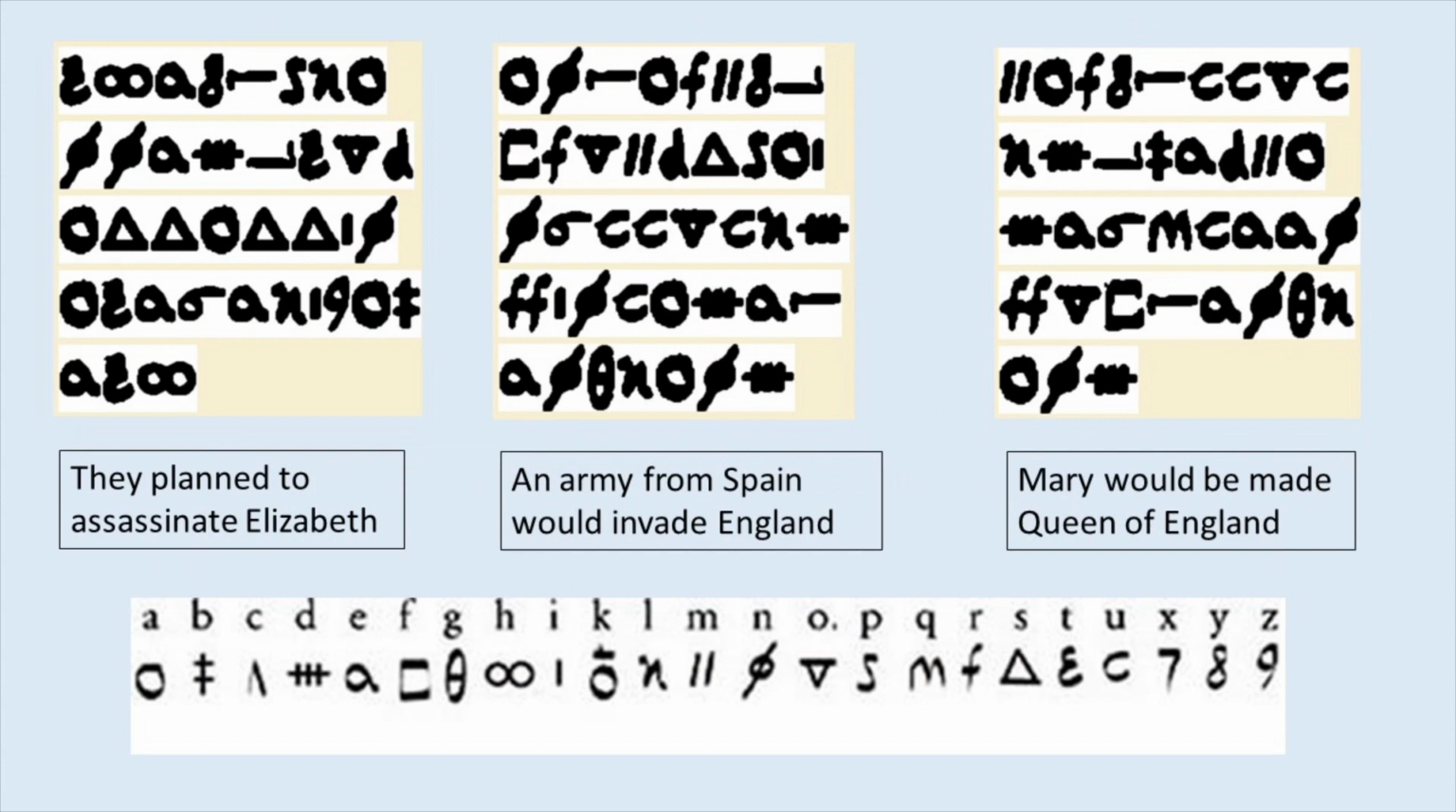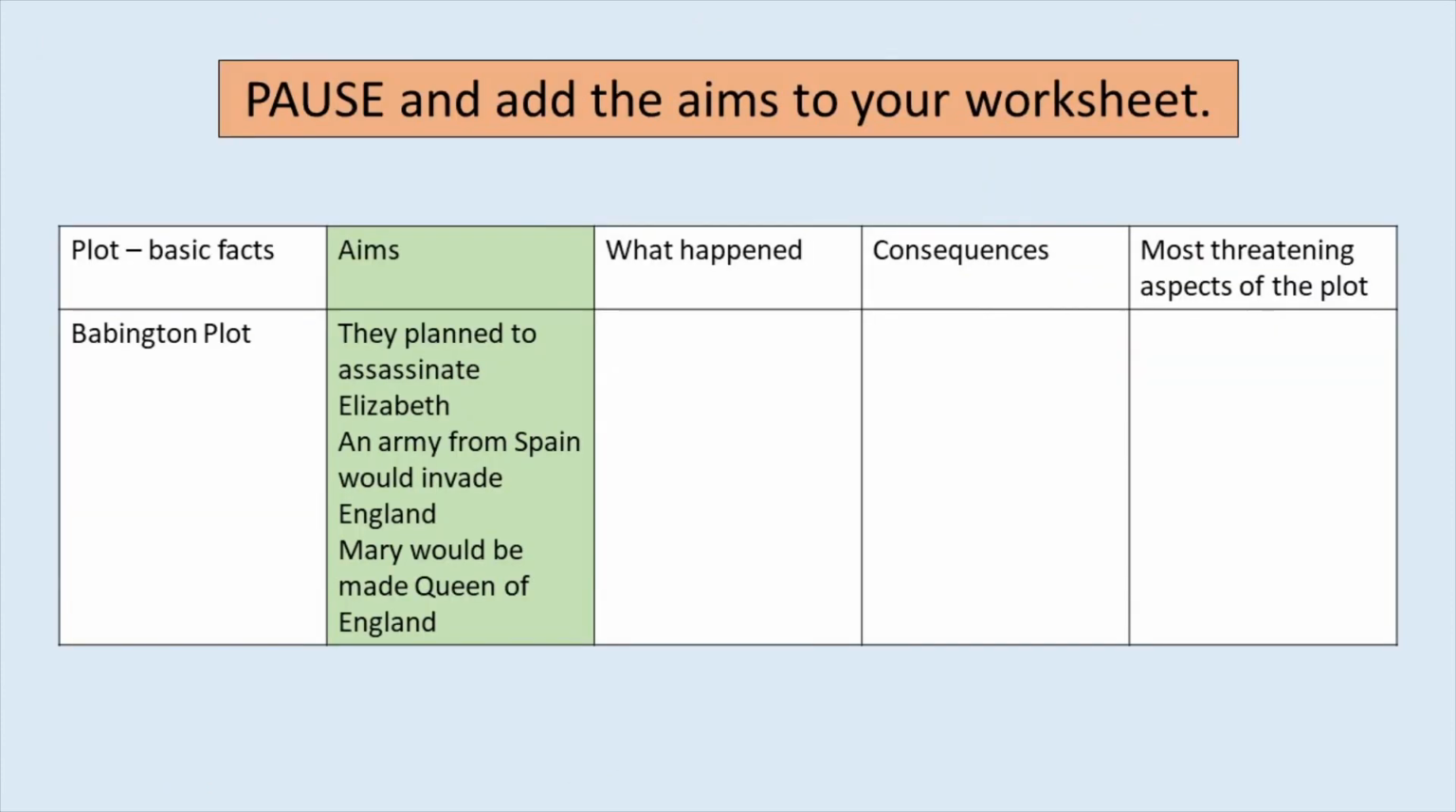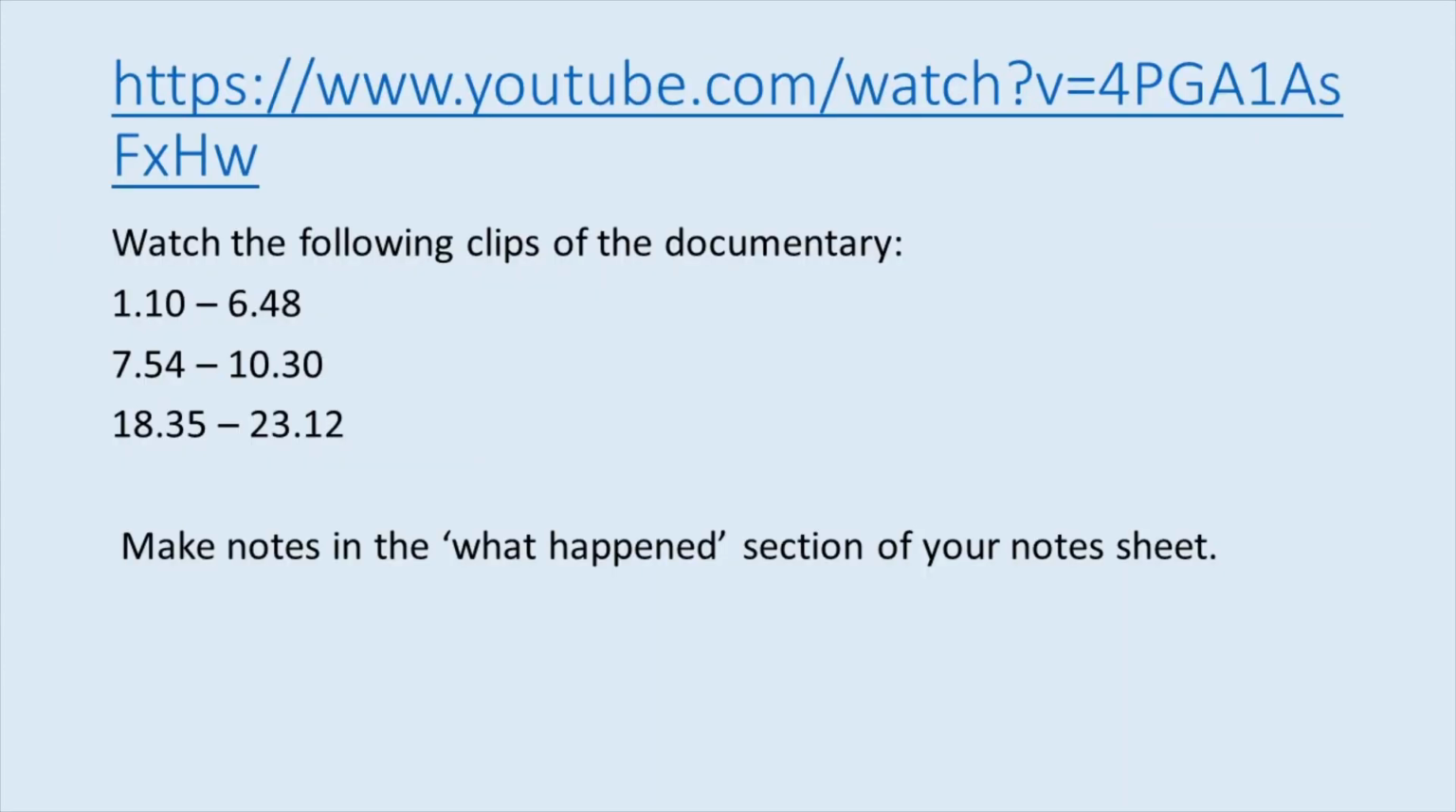Okay, well done if you managed to crack the code. You now need to make sure that you've added the aims to your worksheet. Now, to find out what actually happened and to be able to fill out the next columns of the table, you need to watch this documentary clip.